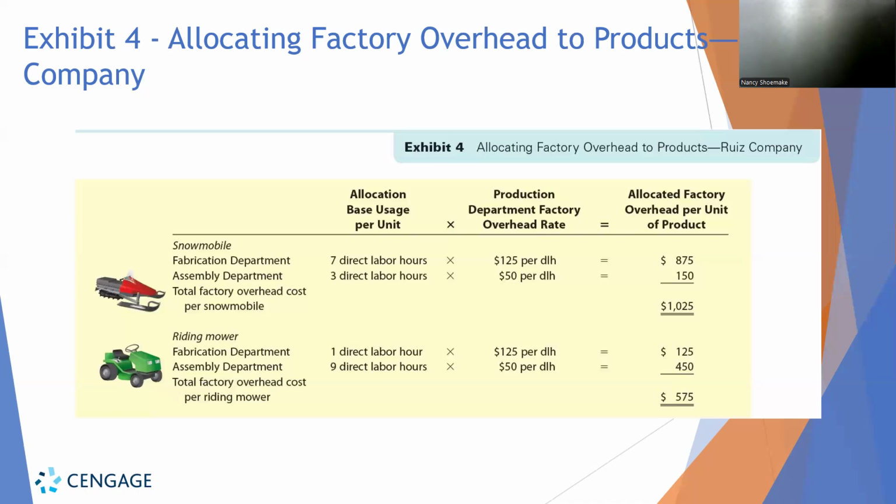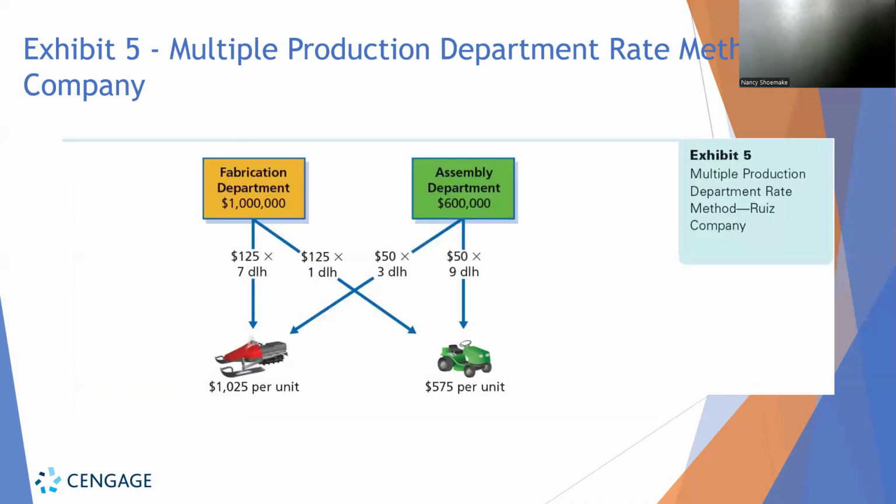So this is showing at a department level how more accurate these factory overhead costs are being allocated. So here you see the fabrication department has a lot more overhead. And so it's assigning $125 an hour. Since the snowmobile's needing 7 hours and the mower's only needing 1, the factory allocation is very different than the plant-wide. Make sense?